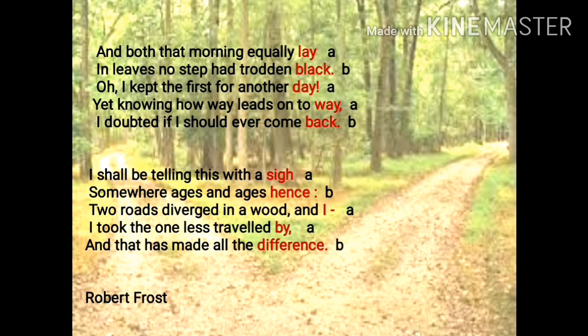The last stanza, that is the fourth stanza. In the first line of the last stanza, the word sigh, it rhymes with the third line, last word I and also with the fourth line, word by. Whereas the second line, last word hence, it rhymes with the fifth line, that is the last line of the poem, difference. So the rhyme scheme used in the last stanza is A, B, A, B. So throughout the poem we find that the rhyme scheme used in every stanza is A, B, A, B.